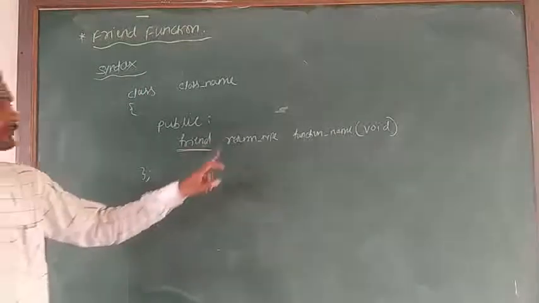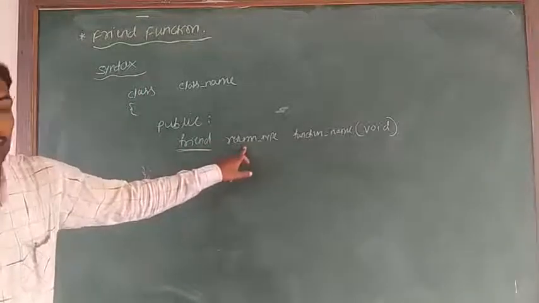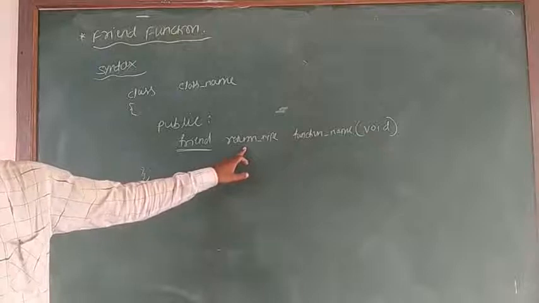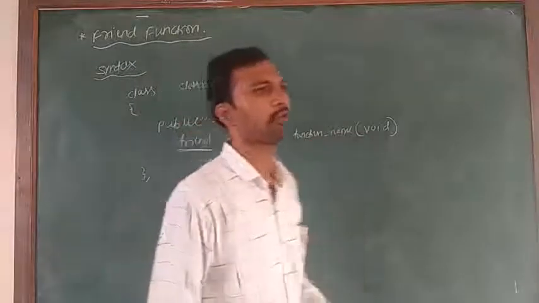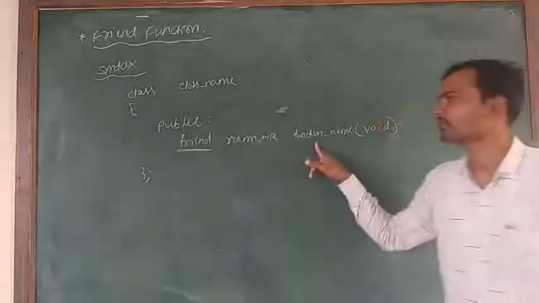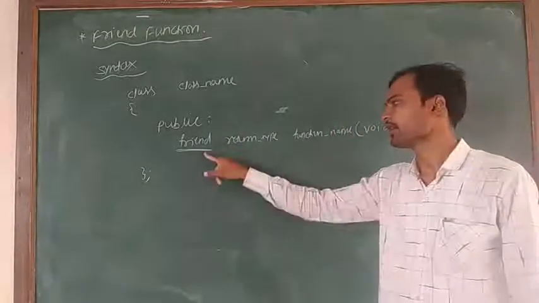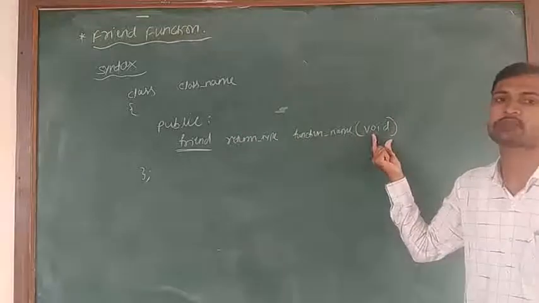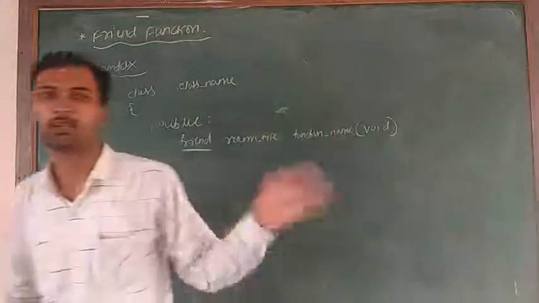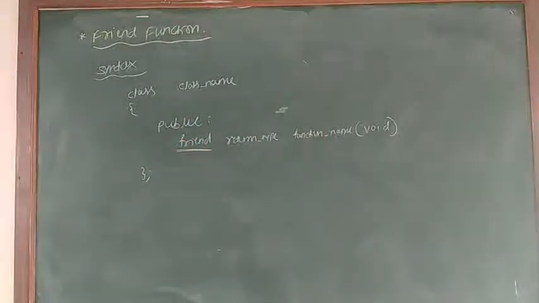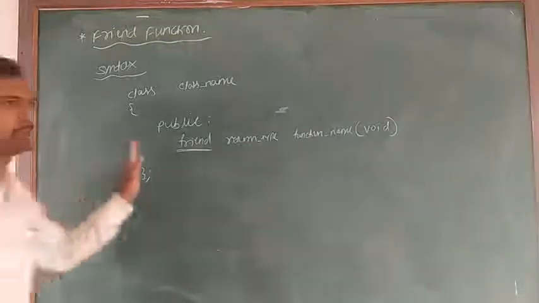And then return type specifier. It may be int, float, char, based on your program requirement. Then function name. You have to give one name for your friend function. Then void is for the arguments. To pass no arguments, you have to use void. So this is about the syntax of friend function. It is for syntax only. It may be asked for 1 or 2 marks.